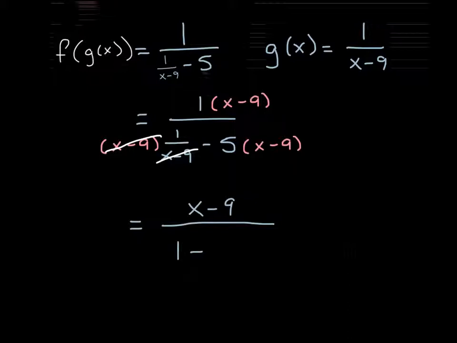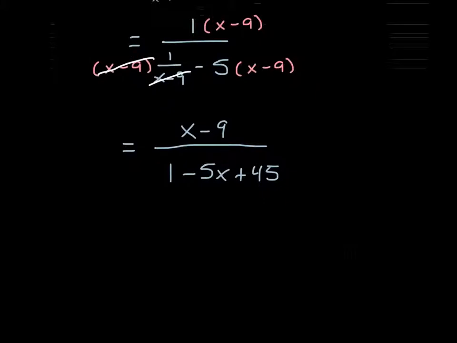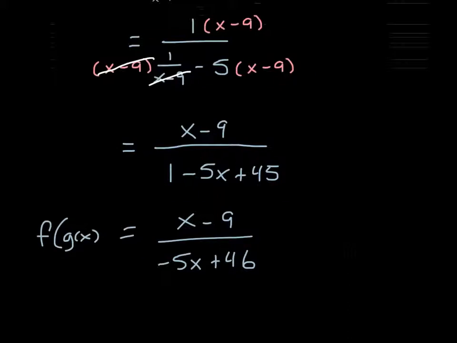And then we have minus, and we're going to distribute this negative 5 through, so we get negative 5x plus 45. And then finally, we're just going to clean up that denominator, to get x minus 9 over negative 5x plus 46. Alright, and again, this is the f of g of x, or the f of x function with the g of x function plugged in.